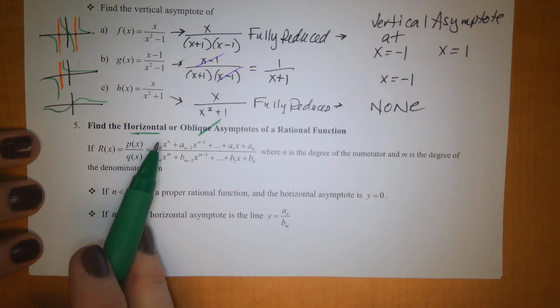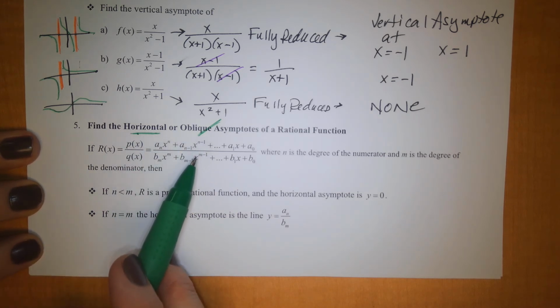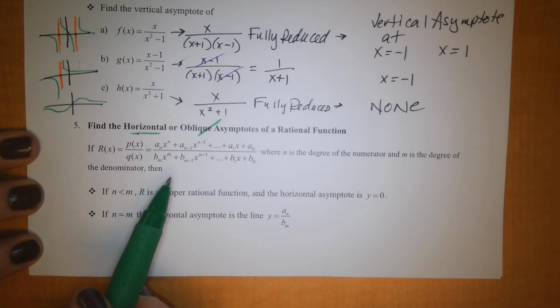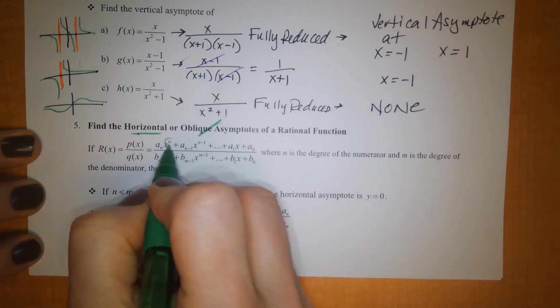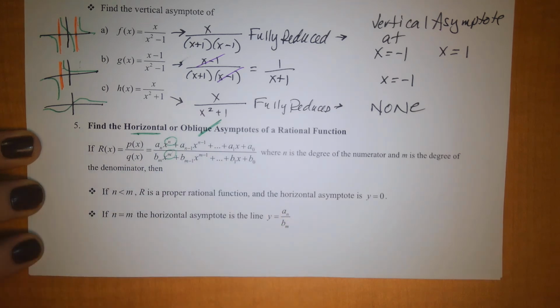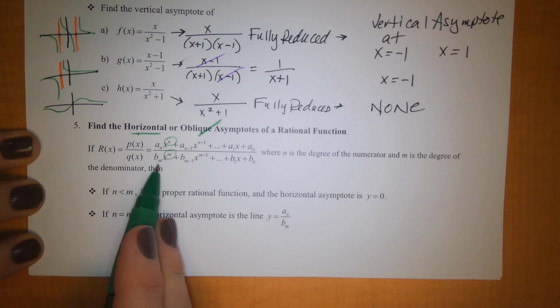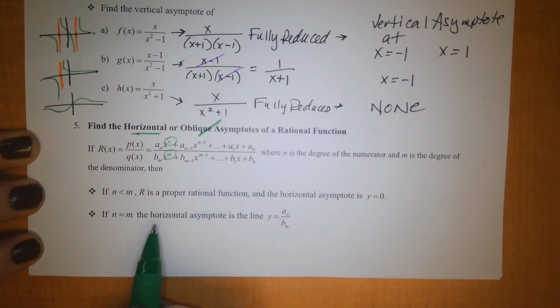So now in order to find the horizontal or the oblique asymptotes, we look at the power of the top and the bottom. Okay, so the power of the top is n, the power of the bottom is m, and we compare the degree of both of those. You always look at the highest order of each of the first terms.